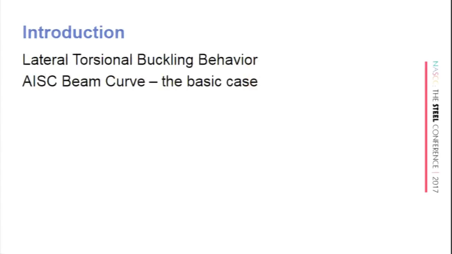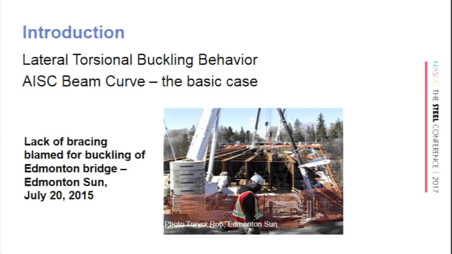All right, so let's talk about the AISC beam curve and the basic case. I'm sure most of us have all seen this, the beam curve. And, you know, these are problems that occur all the time. All I had to do was one quick little Google search and find July 20, 2015, this girder buckling failure out of Edmonton, Canada, right out of the Edmonton Sun. And here they say the lack of bracing was blamed for the buckling of these bridge girders.